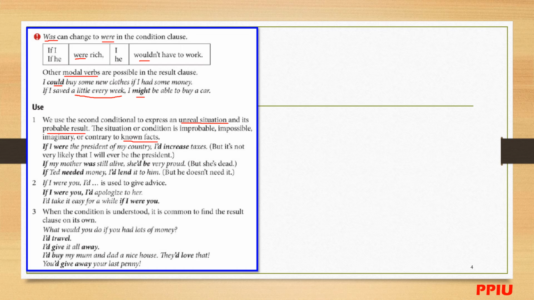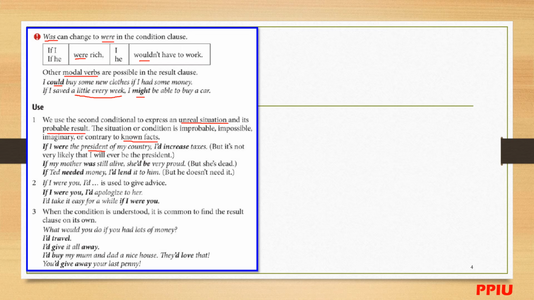Regarding this one, you can see from the example, if I were the president of my country, I would increase taxes. But it is not very likely that I will ever be the president here. It is not true, right? You are not the president. It's impossible for you in here.